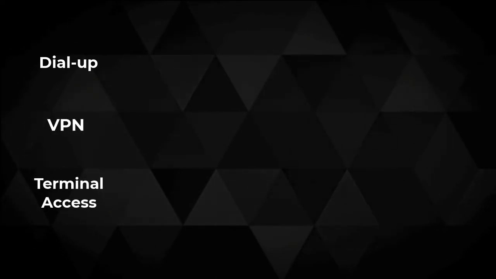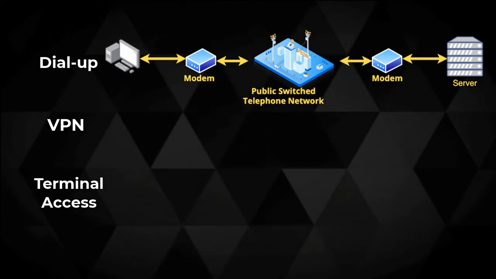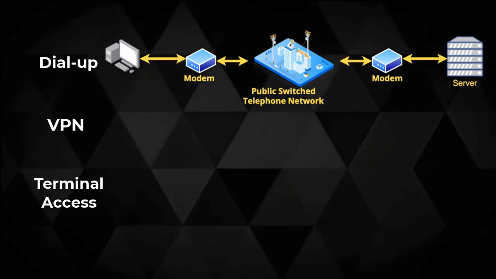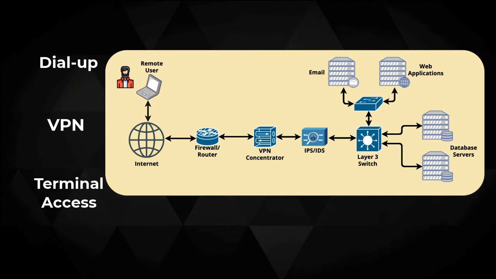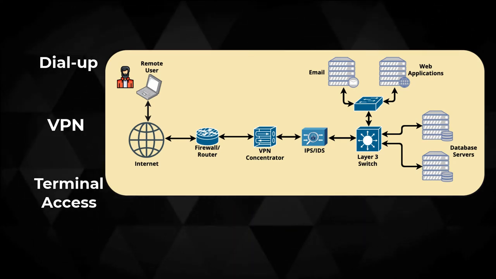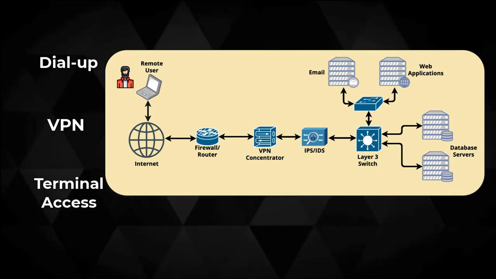Three general remote access methods are dial-up, VPN, or terminal access using a thin client. Dial-up modems are rarely used today. It's insecure and really slow. Connecting with a virtual private network, or VPN, enables a secure tunnel through which classified data passes. We cover this in more detail later.